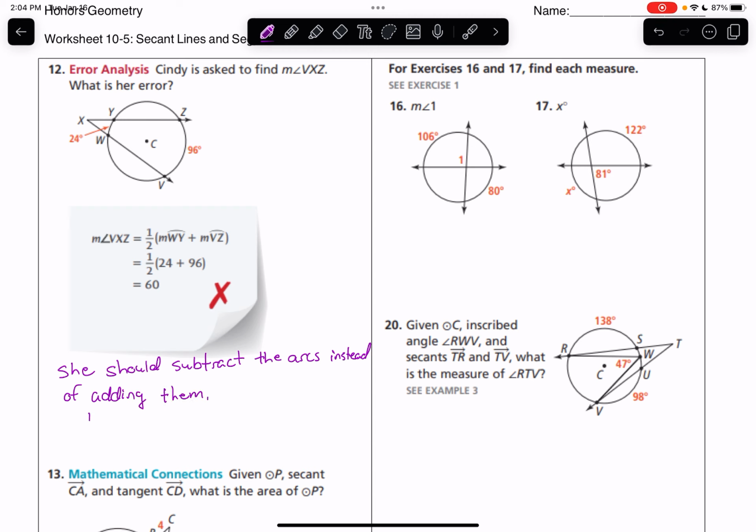So we should do 1/2 of, in this case, 96, the bigger one, minus 24. And that should give us 36 instead of what they got.